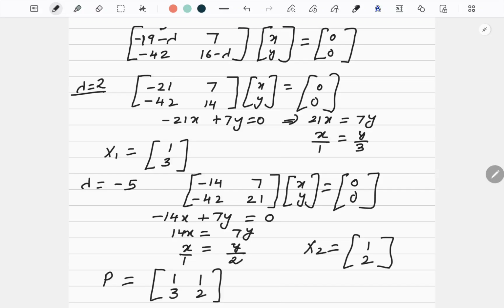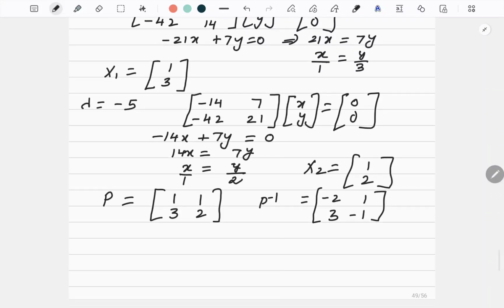Correct? So my modal matrix I got very easily. Now let's work for P inverse. So again I will suggest you, don't do it manually. Take your calculator and find out P inverse. So now P inverse is equal to minus 2, 1, 3, minus 1. You use the calculator and check whether you are getting the same value or not. Okay. Then the next step is what?